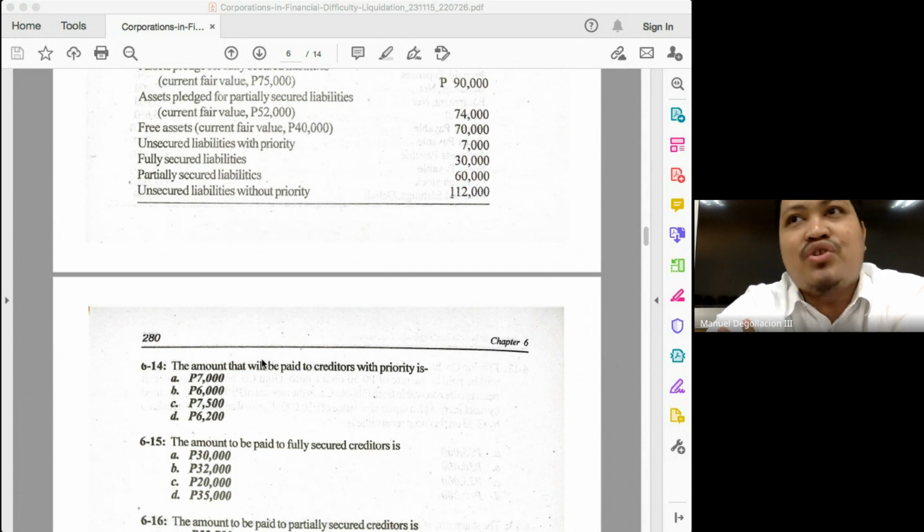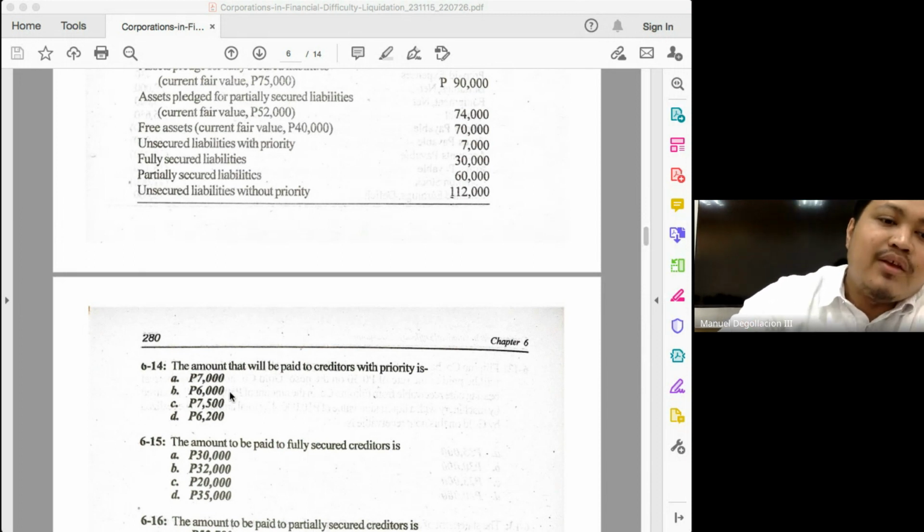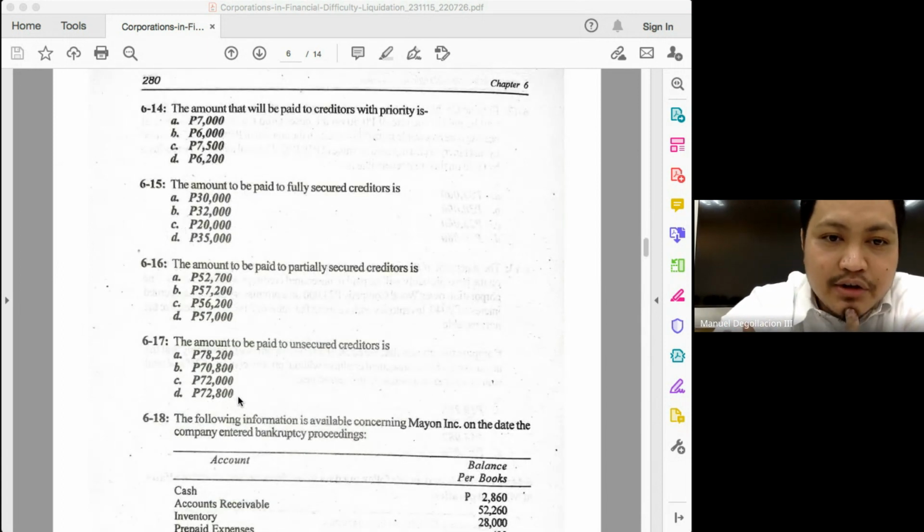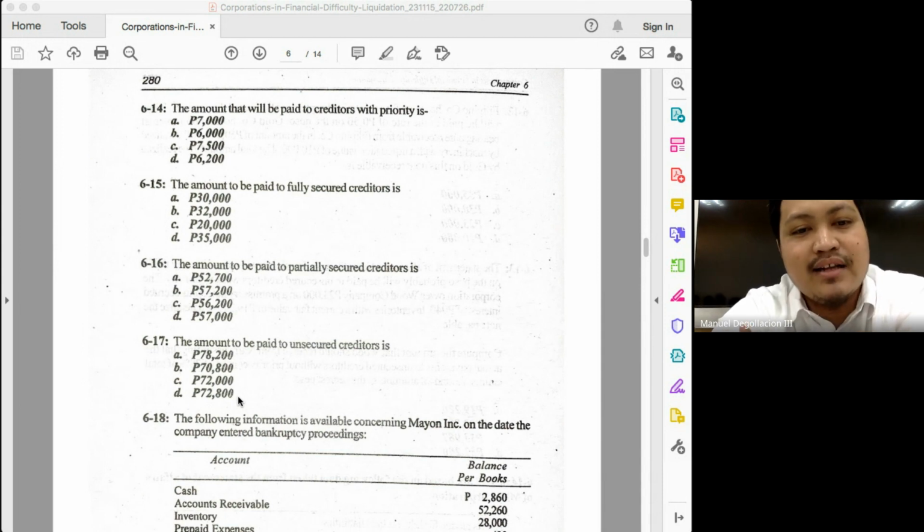But during the examination, just because there are no choices, you would second guess. You should be certain already, class. If you encounter this question, give them 100% of their claim. If those questions are asked, think of them as bonus questions, class. You're not supposed to waste any time on those 2 questions. Okay? What are the questions for problem 6-16 and 6-17? Amounts to be paid to partially secured and amounts to be paid to unsecured.